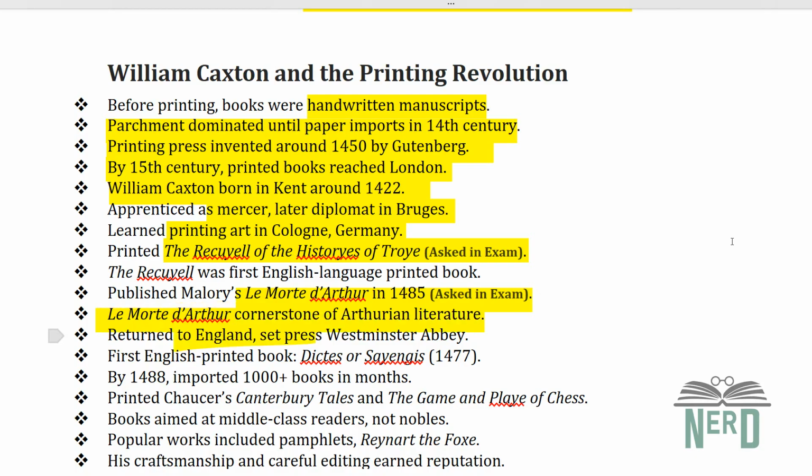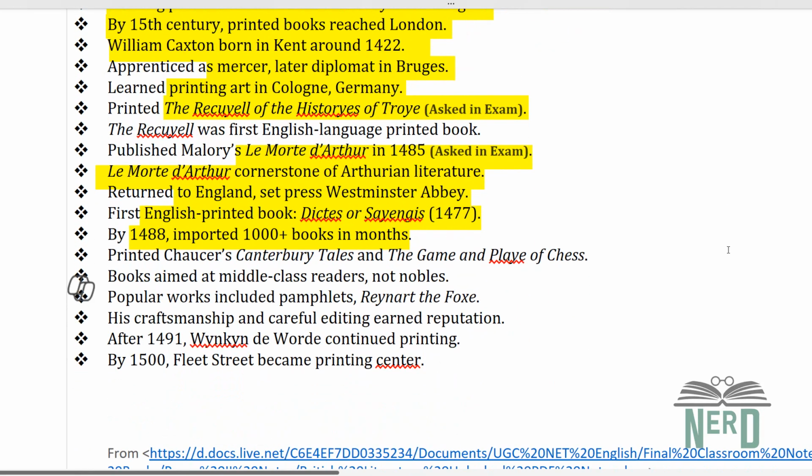In 1476, Caxton returned to England and set up his printing press near Westminster Abbey. His first English printed book was Dictes or Sayings of the Philosophers in 1477. From there, his publishing business expanded rapidly. By 1488, he was importing over 1,000 books in just 2 months, an astonishing number for the time.